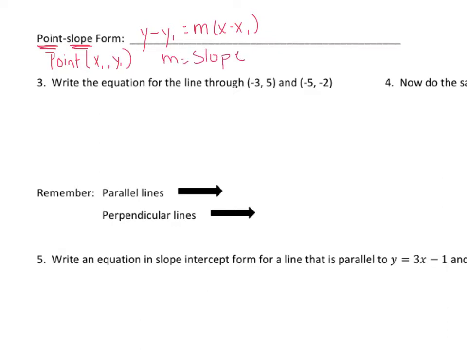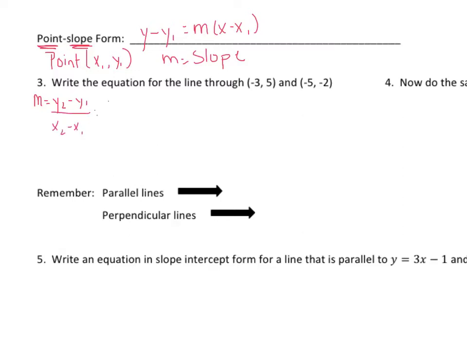Okay, so let's go ahead and work a couple of practice problems. Number 3 says write the equation for the line that goes through the points -3, 5 and -5, -2. So the first thing I want to do is find the slope, because I have to have the slope in order to write the equation. So I'm going to use my slope formula, y2 minus y1 over x2 minus x1.